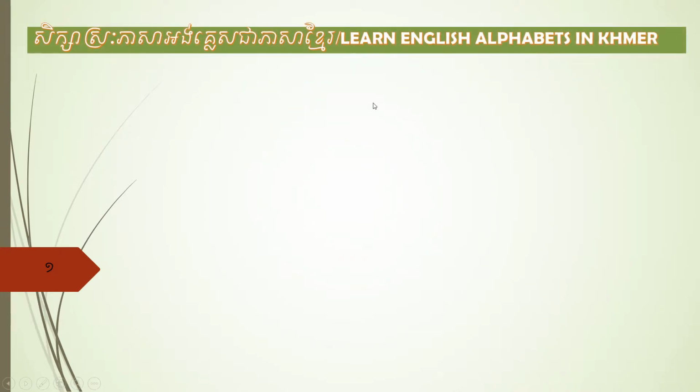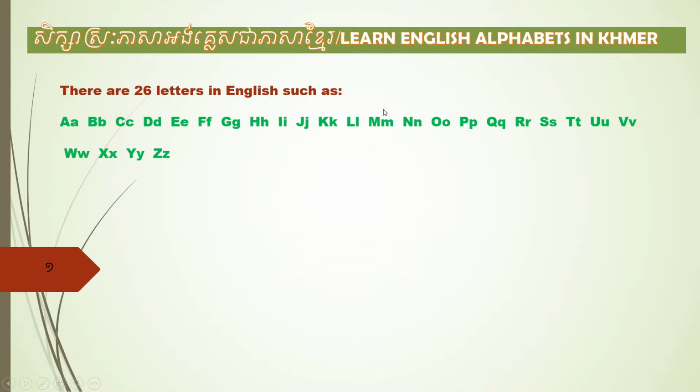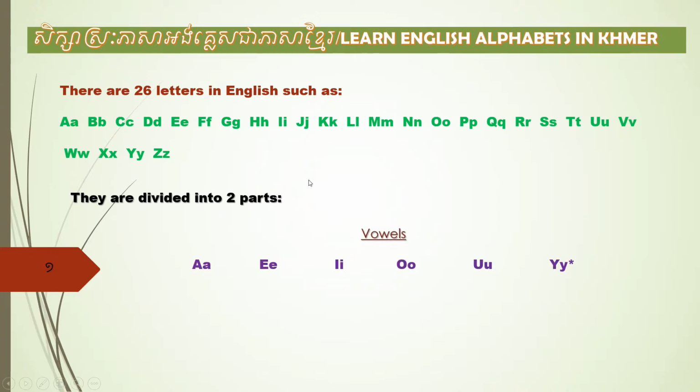So we preview the English alphabet. In the last video we learned about the English alphabet. There are 26 letters in English, from A until Z. And then we divided all 26 letters into two parts. The first part is the vowels, the big vowels in English.